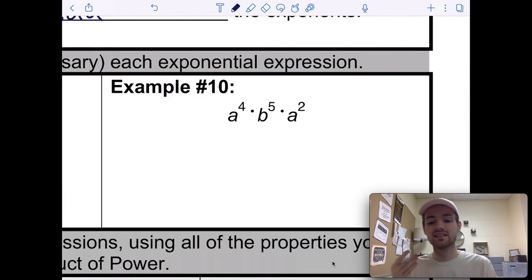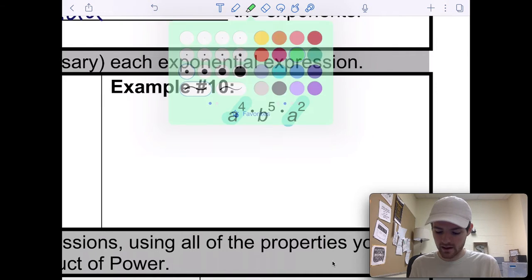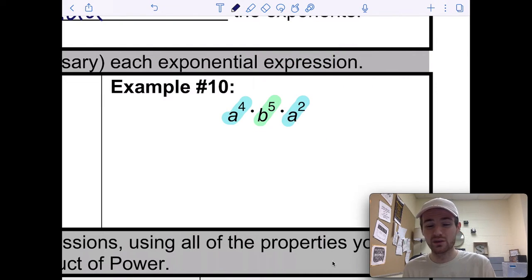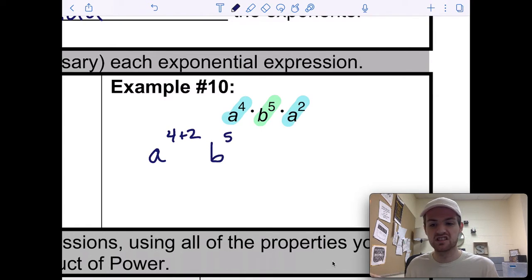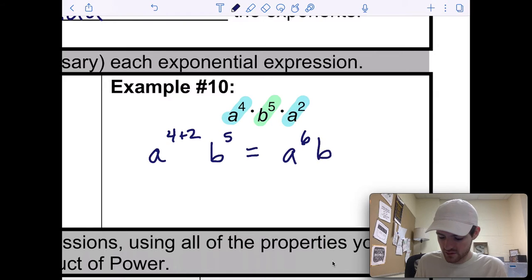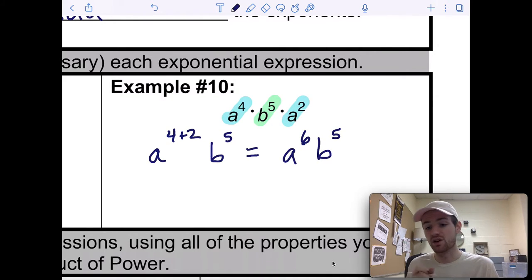Then, this introduces an interesting element, where now we have 2 different bases. I have A's and I have B's. Well, we can only do this products of powers property with same bases. So we can do A 4 plus 2, but that B is just going to stay the same. There's nothing we can do to simplify that. So our final answer is going to be A to the 6th, B to the 5th. That's all we can do there.